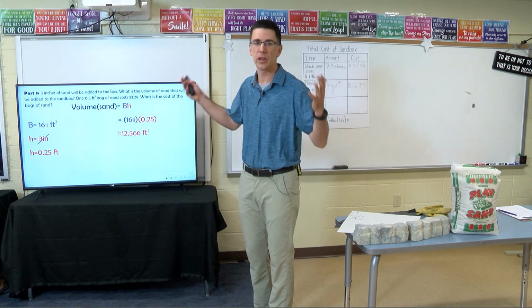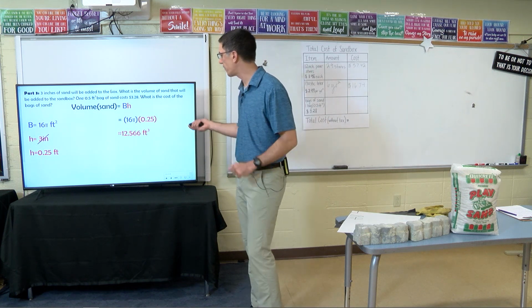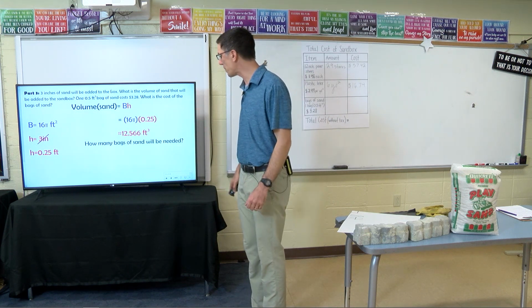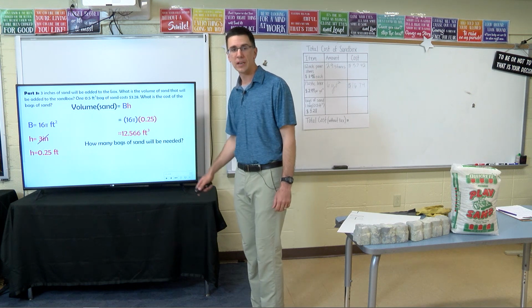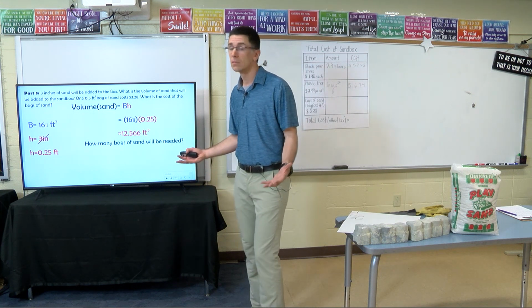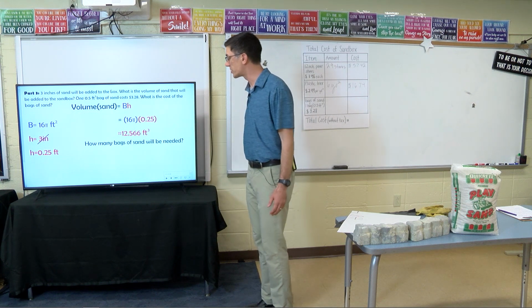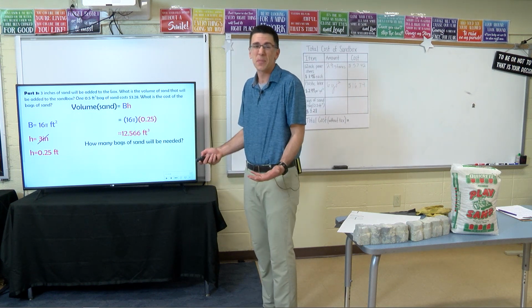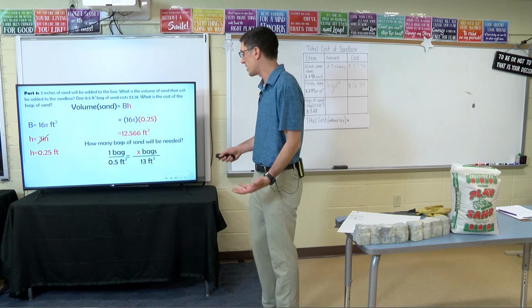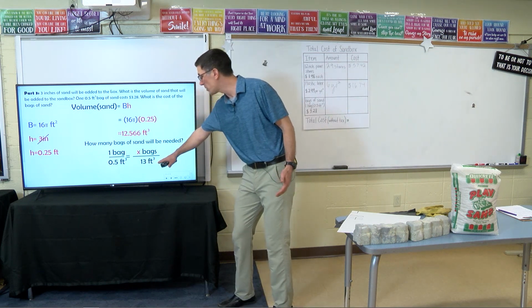Okay, now, remember, each bag of sand is half of a cubic foot. Now, we've got to figure out how many bags of sand will be needed. Now, again, we can't go to Lowe's and say, hey, I've got 12.566 cubic feet. We're going to have to round up to the nearest cubic foot. Okay, so we rounded up to 13 cubic feet here.